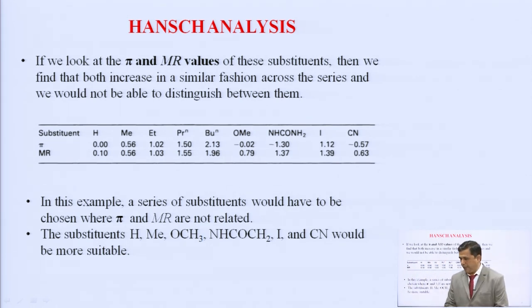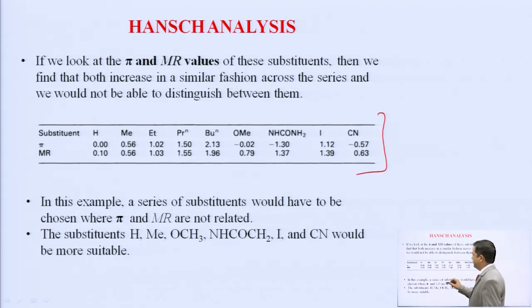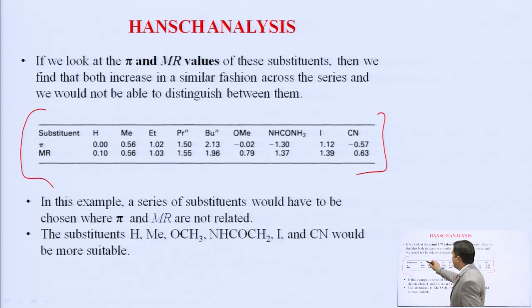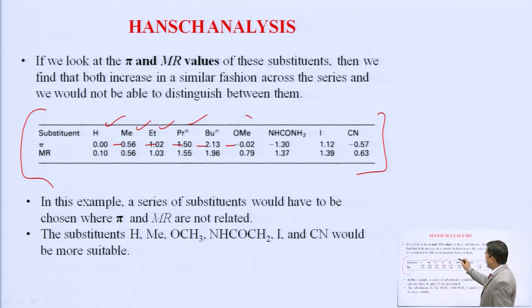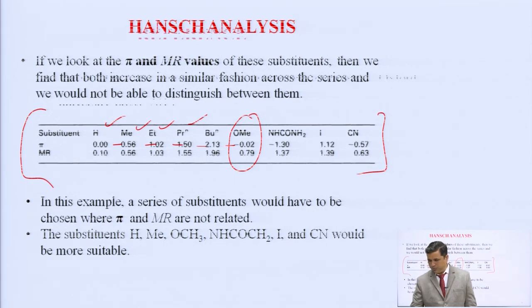In the Hansch analysis, we can take various types of substituents and various parameters with the help of the literature. With substituents like hydrogen, methyl, ethyl, propyl, the value increases, and after that it decreases. In this example, a series of substituents would have to be chosen by the pi value or the molar refractivity, and can be correlated. The substituents hydrogen, NHCOCH3, iodine, and cyanide will be more suitable. This is the reference, and thank you so much.